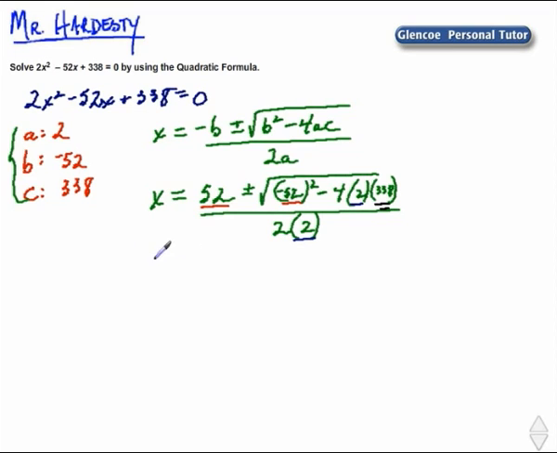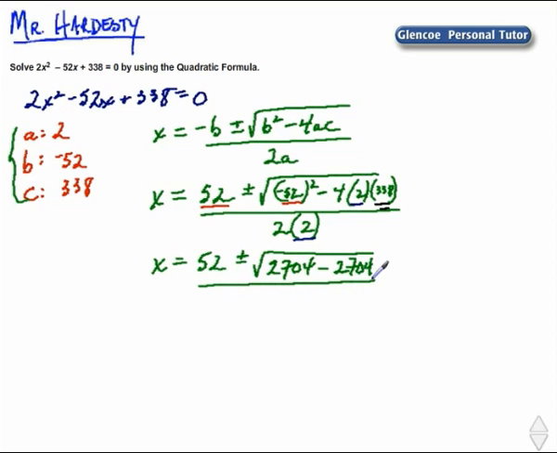Now let's simplify. Under the radical, negative 52 to the second power is 2,704 minus the product of 4 and 2 and 338 is also 2,704, all over 2 times 2, which is 4.